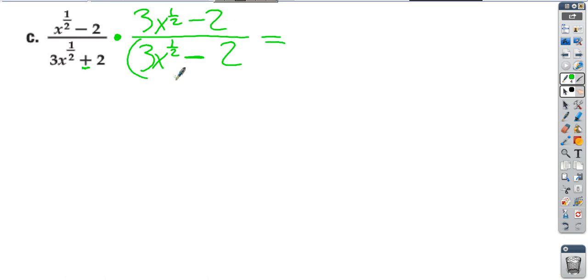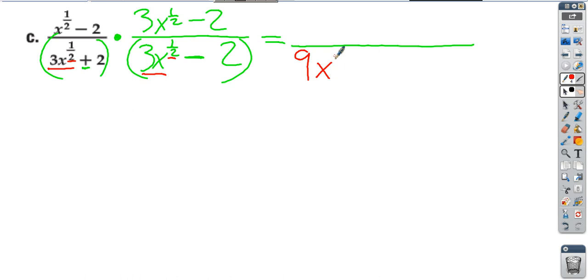Now we need to FOIL this out. We're not allowed to have any fraction exponents on the bottom, so if we do this correctly, there shouldn't be. So what does this FOIL to? 3x to the half times 3x to the half. 3 times 3 is 9. X to the half times x to the half. What you end up doing is adding those powers together. 1/2 plus 1/2 is 1. So that's 9x to the 1, or just 9x.